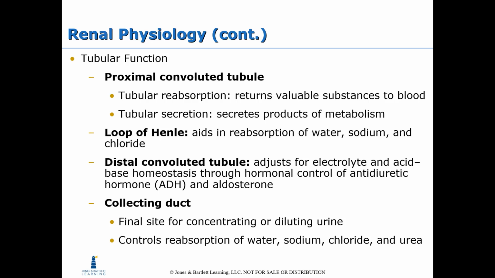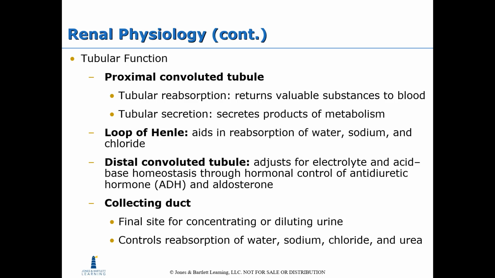The majority of that happens in the glomerulus, so substances are filtered out there, but sometimes additional substances need to be forced into the urine. Toxins, some types of bacterial metabolites, and other substances need to be forcibly put into the urine, and that can happen during tubular secretion. The proximal convoluted tubule is responsible for reabsorbing most of the nutrients, and secretion can also happen there, where it secretes products of metabolism.